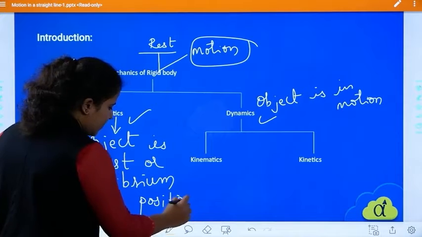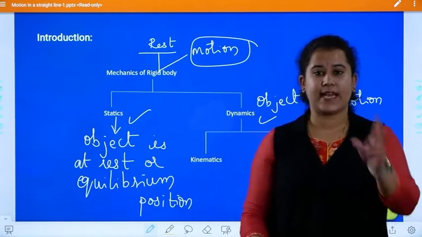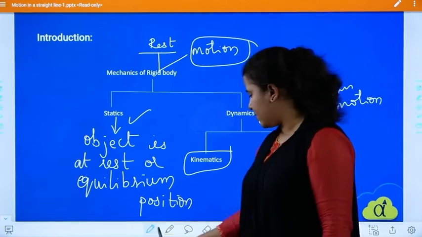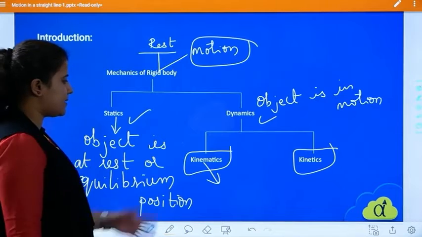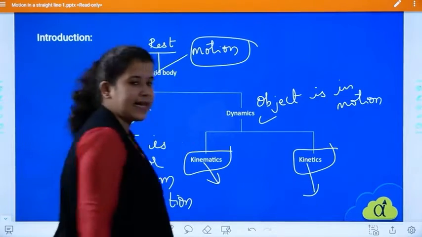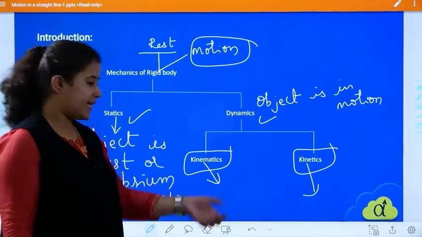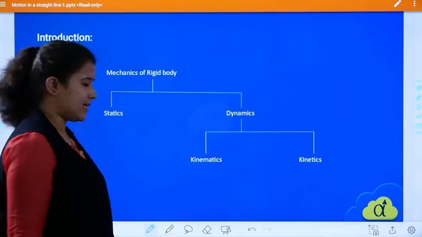Now we are not much concerned about statics, so we'll be just moving on to dynamics. In dynamics, again there are two types of branches: one is kinematics and another one is kinetics. So remember the spelling, one is kinematics and another one is kinetics.